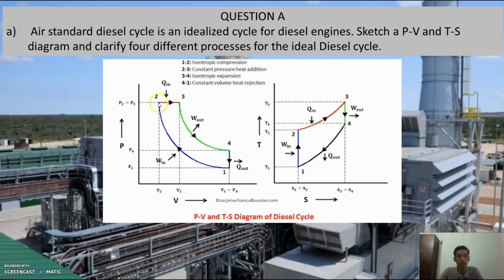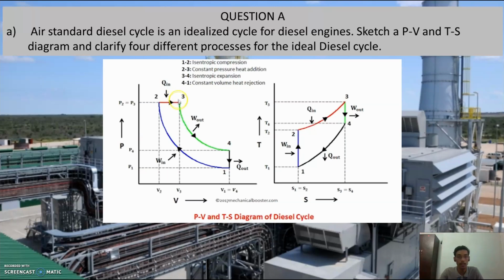Let's move on to process 2 until 3, which is called constant pressure heat addition. In this process, fuel is injected into the cylinder. Due to the high pressure and compressed air, the fuel instantly burns. This process is a constant pressure heat addition process.